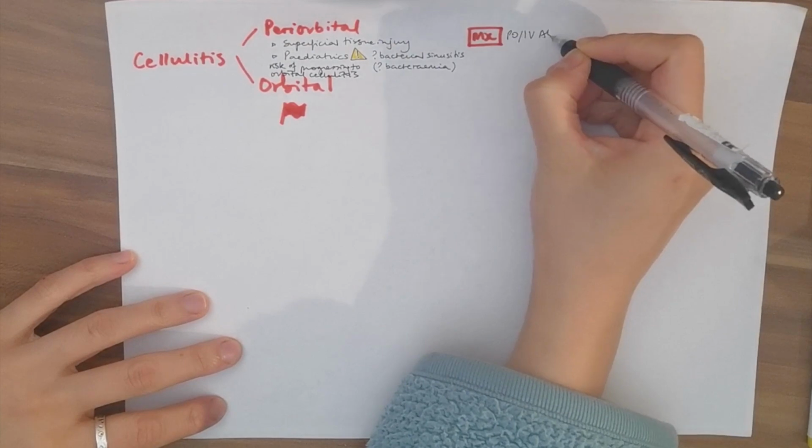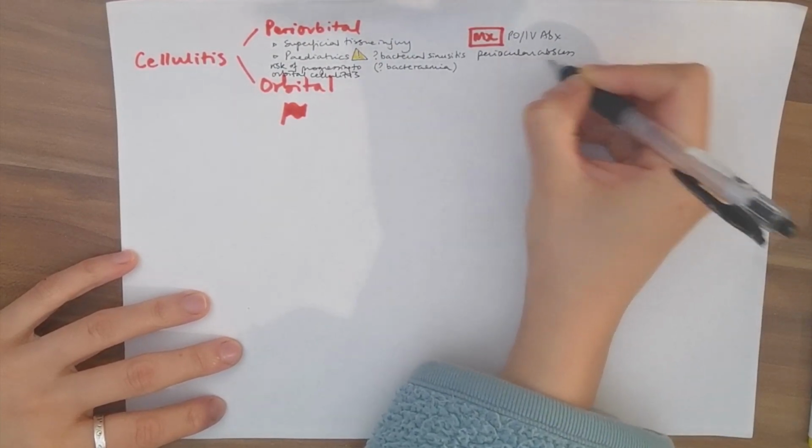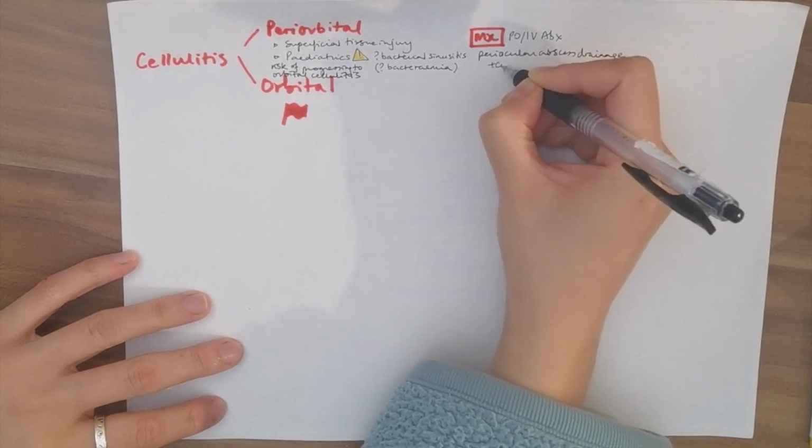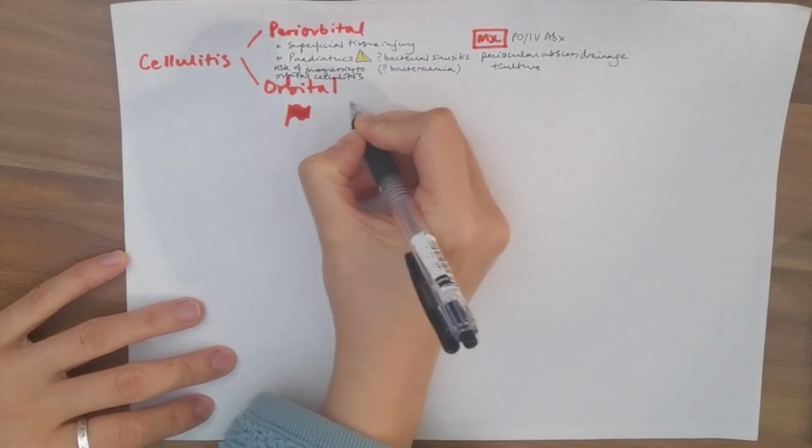To manage this, we give oral or IV empirical antibiotics, and you would do incision and drainage and culture the periocular abscess, and then you would switch to targeted antibiotics once culture results are back.